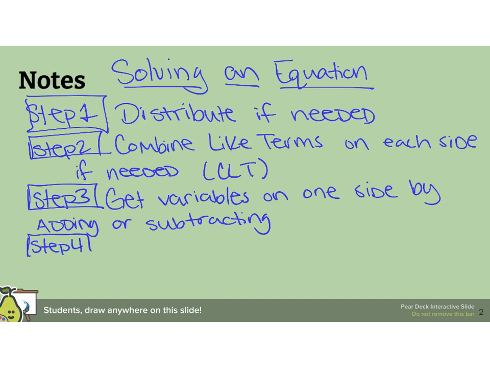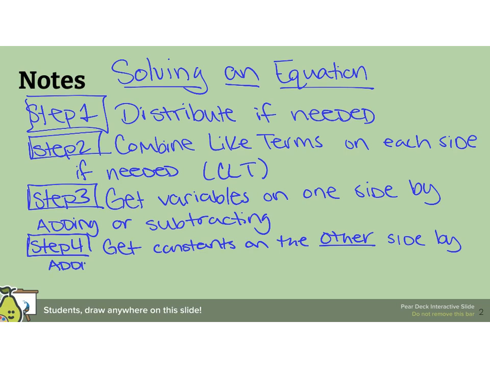Step 4, I hope I have space. So now that all of your variables are on one side, you want to get your constants on the other side. So get constants on the other side. They can't be on the same side as the variable. And again, you're doing the inverse, which will still be addition or subtraction. No multiplying or dividing yet.